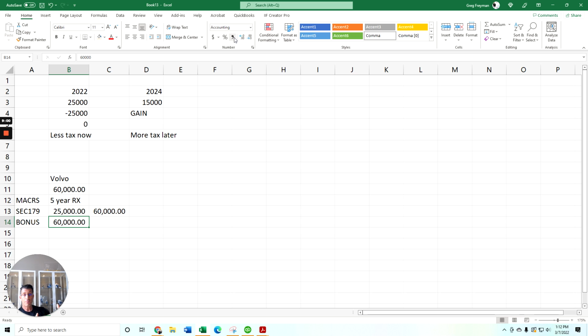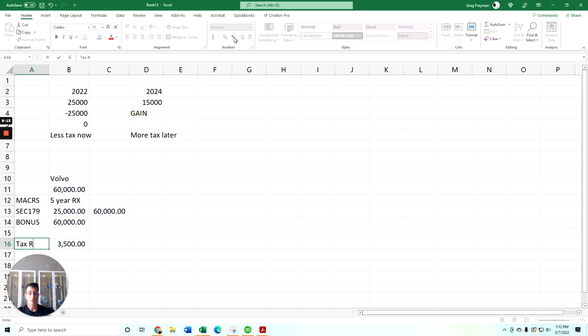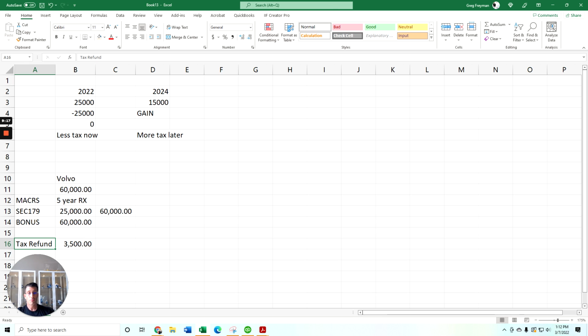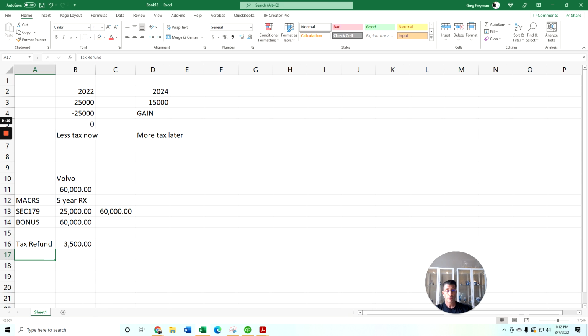So those are some basic options, and I presented those options to my client. I said, listen, if we write off this whole vehicle right now, it's going to mean that you're going to get a tax refund of $3,500. But if we take it over the prescribed time, RX, it will mean you're going to owe $5,500.